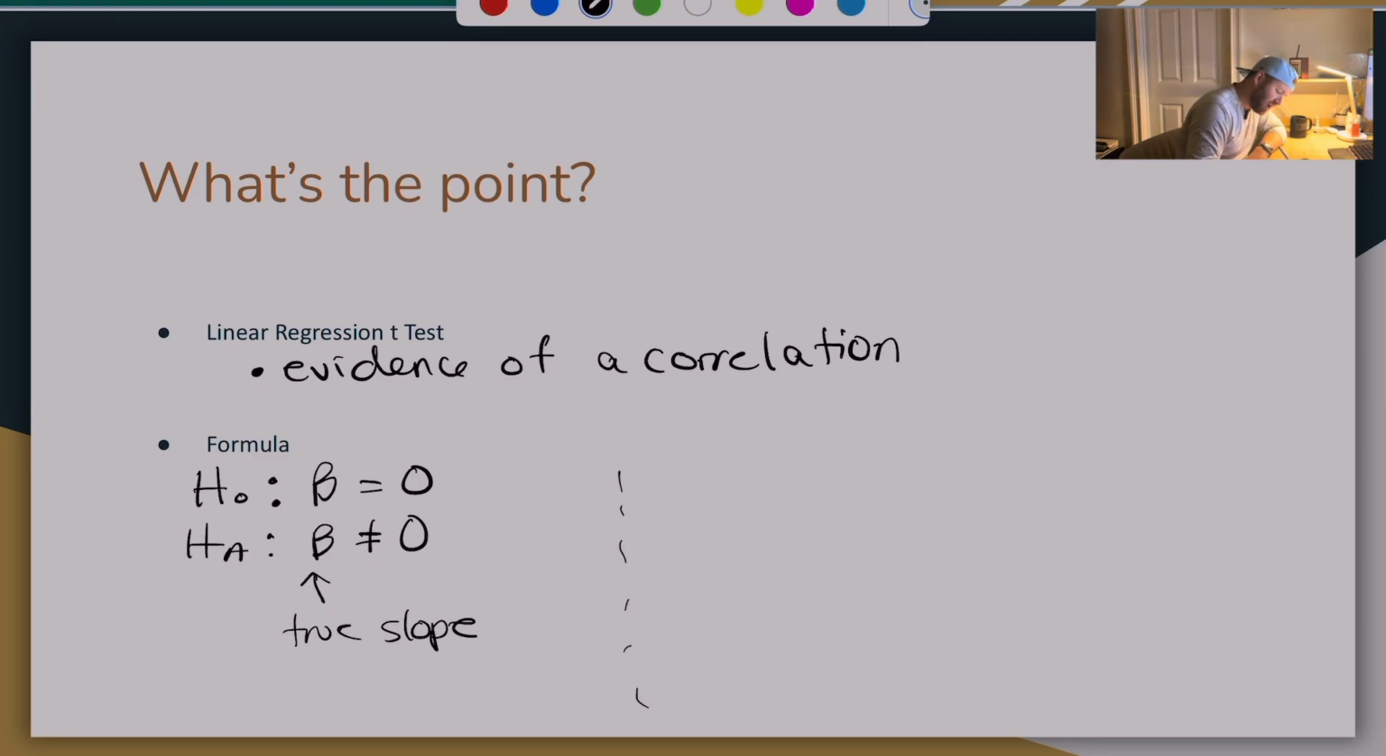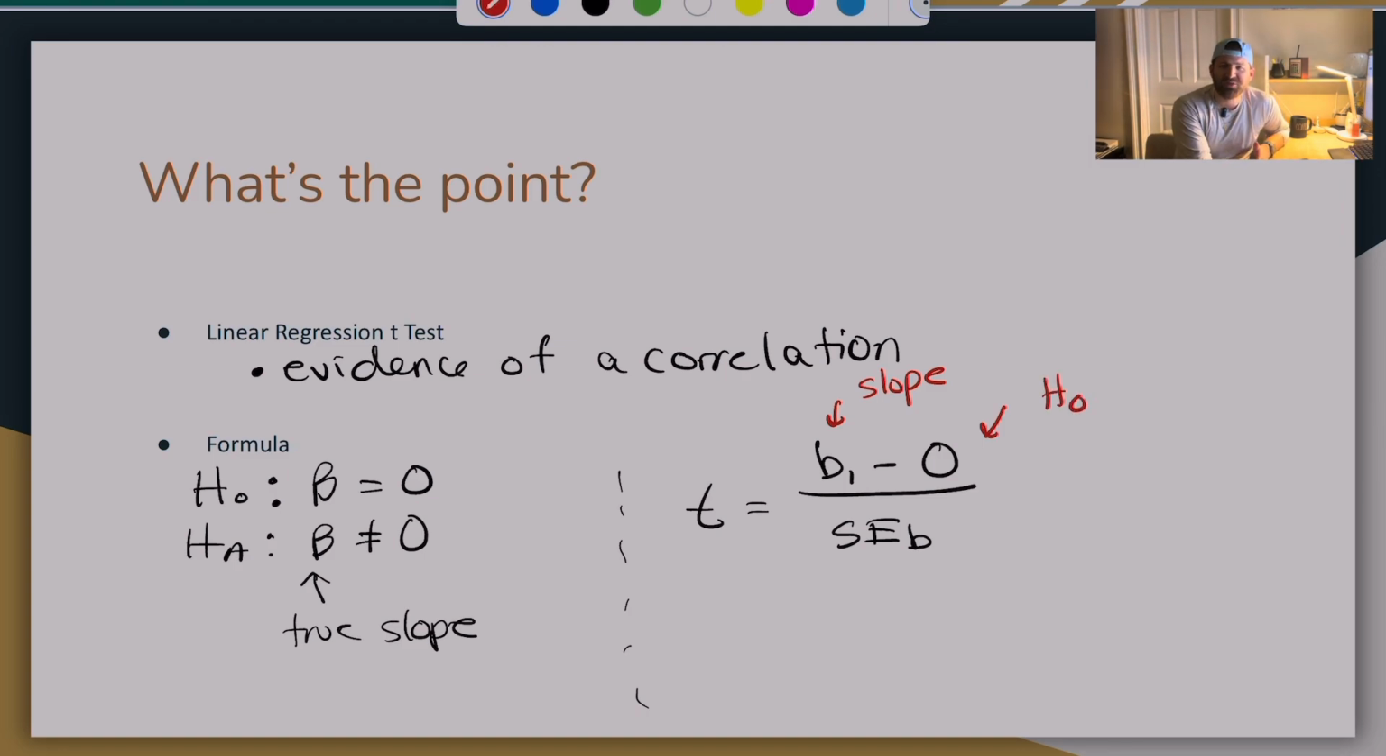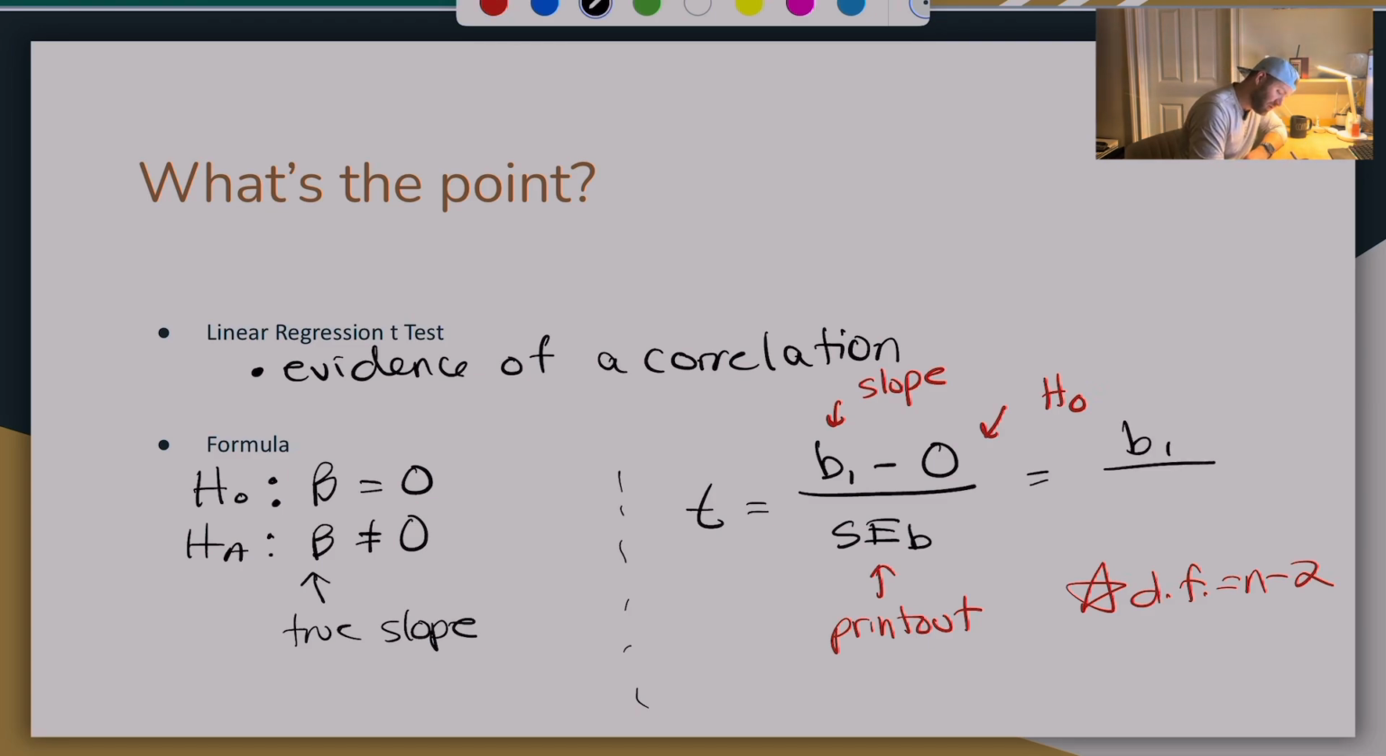I also say that because now your test statistic looks like this. It's B1 minus 0 over the standard error of your slope. If you remember from the previous video, this is just the slope from your sample. This 0 that we're subtracting comes from the null hypothesis, and obviously this standard error comes from the printout. Other very important thing, we still have n minus 2 degrees of freedom. So the formula is very simple. Oftentimes you will see this simplified as just the slope over the standard error of the slope.